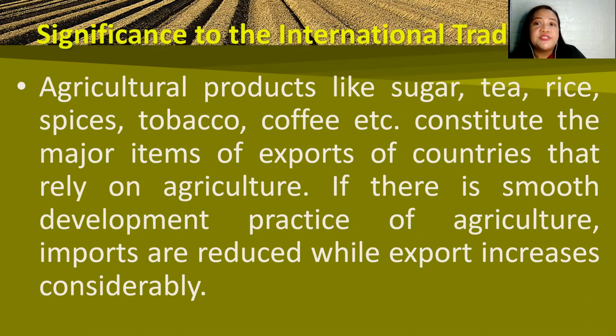The significance of international trade. Agricultural products like sugar, tea, rice, spices, tobacco, coffee, and other things constitute the major items of exports of countries that rely on agriculture. If there is a smooth development practice of agriculture, imports are reduced while exports increase considerably.